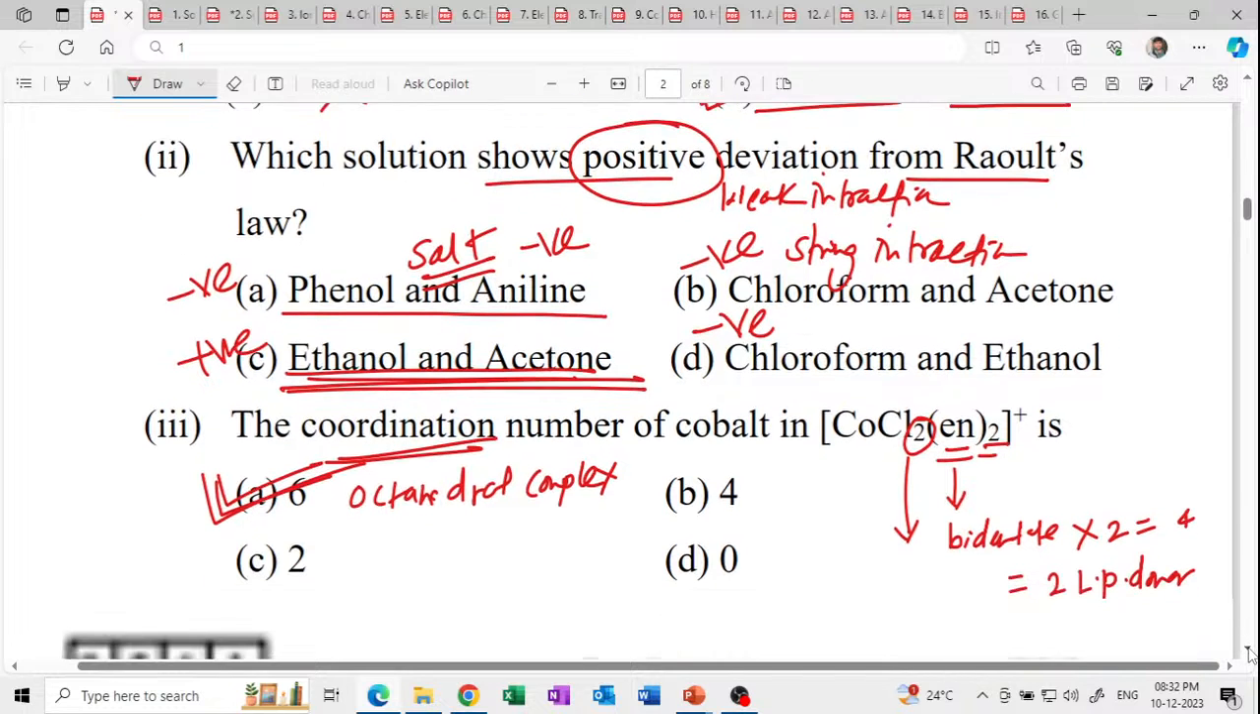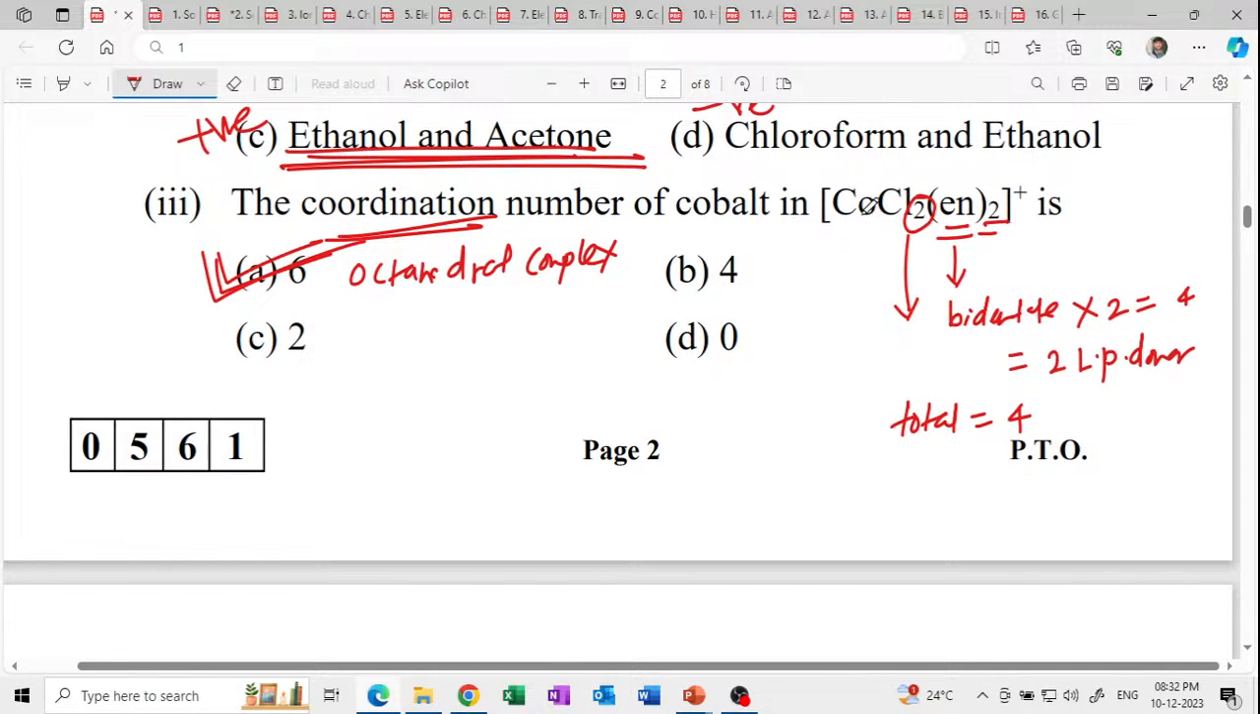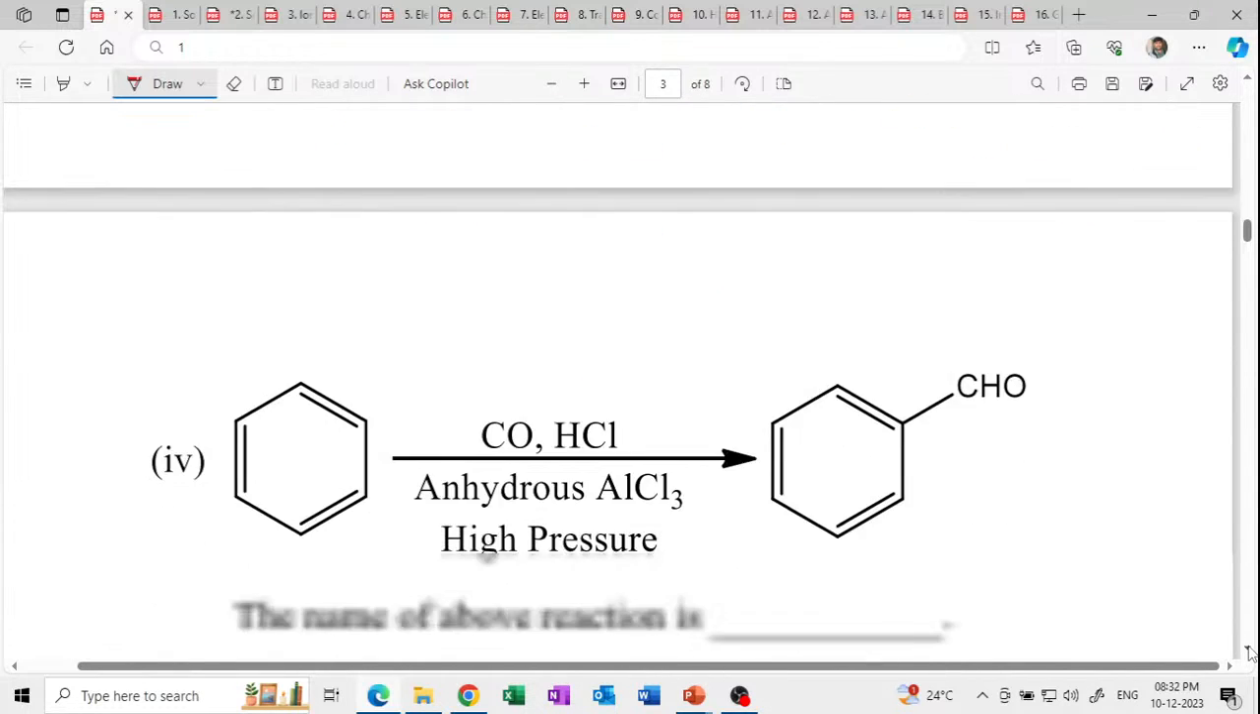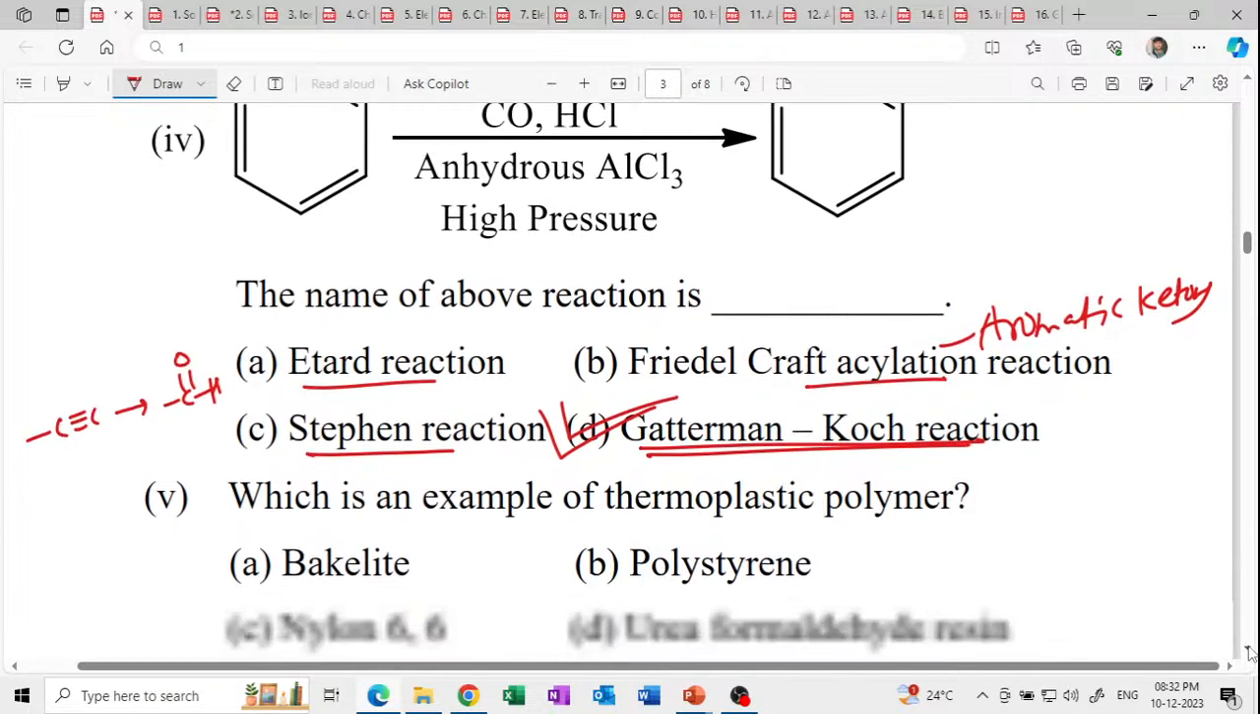Number 3 question. The coordination number of cobalt in COCl2 en twice. This is 4, so the coordination number is a 4. Coordination number is the number of electron pairs donated by the ligands to the central metal atom. Get it even? Next is the fourth question. Benzene plus carbon monoxide plus HCl. What is the name of reaction? Name of reaction is the Gattermann-Koch reaction.